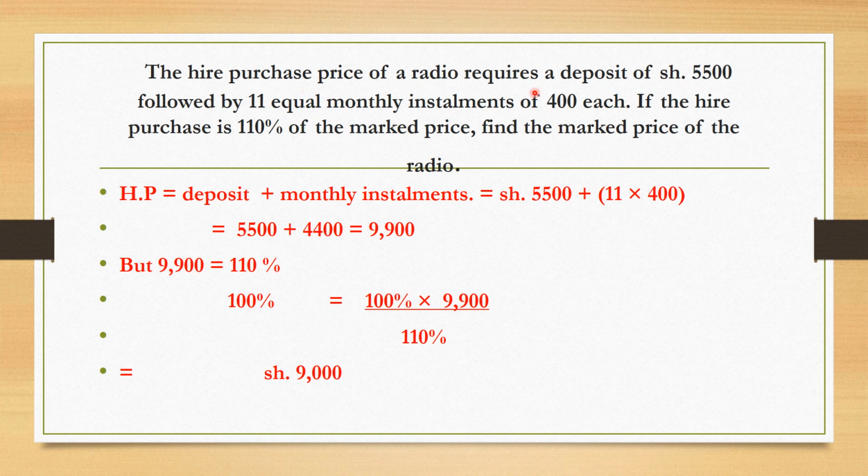The hire purchase price of a radio requires a deposit of 5,500 followed by 11 equal monthly installments of 400 each. If the hire purchase is 110% of the mark price, find the mark price of the radio.